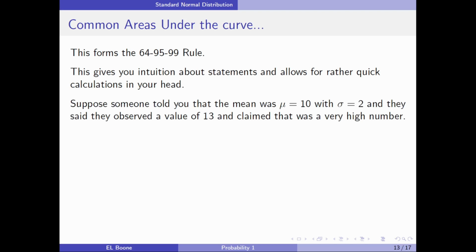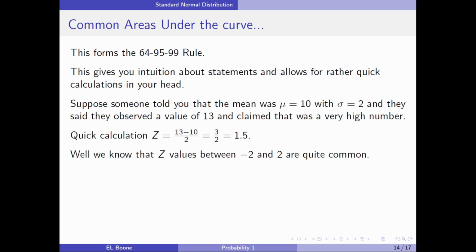Suppose somebody told you that for some experiment the mean was 10 and the standard deviation was 2. And they said they observed a value of 13 and claimed that that was a very high number for this sort of experiment. Well, you do a quick calculation. Z equals 13 minus 10 divided by 2 is 3 halves, which is 1.5. And we know that values between -2 and 2 are very common. So I would just tell them 13 really isn't that high of a value. And notice that I just used intuition and a really simple calculation.